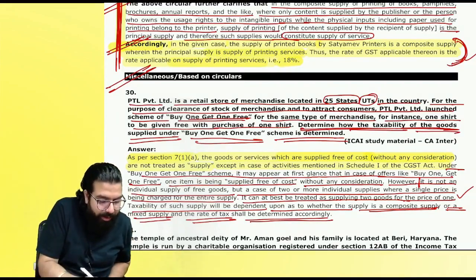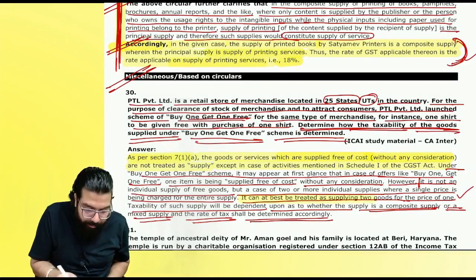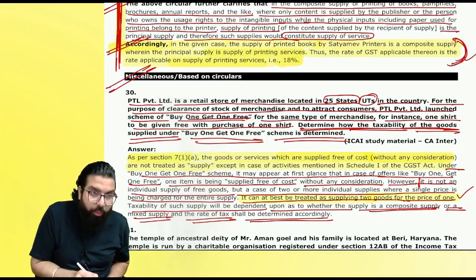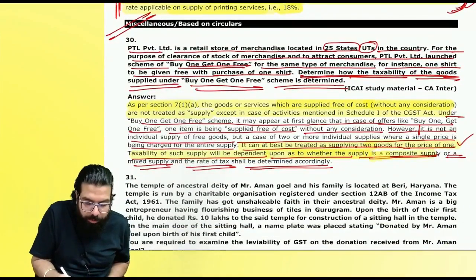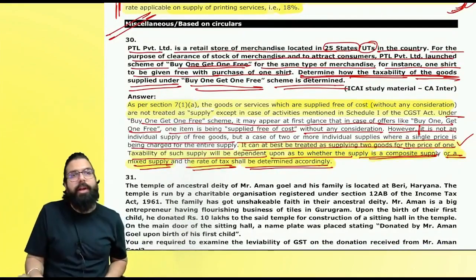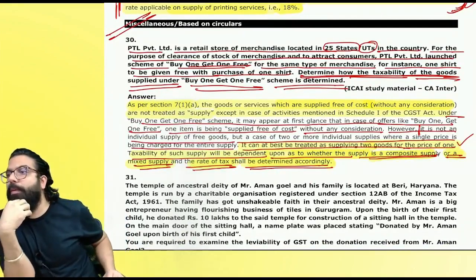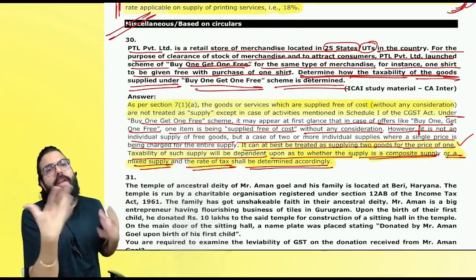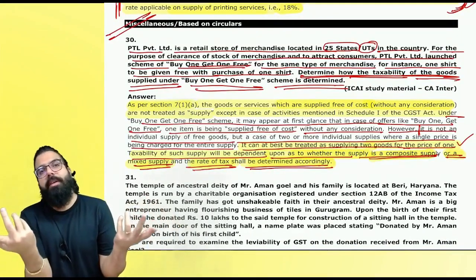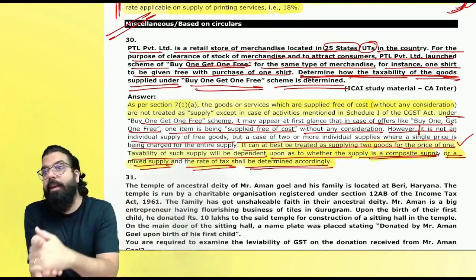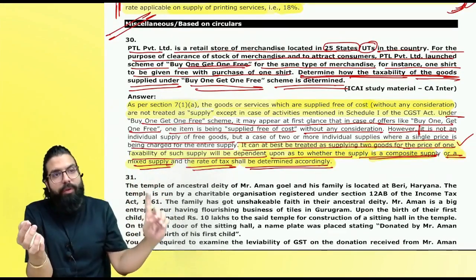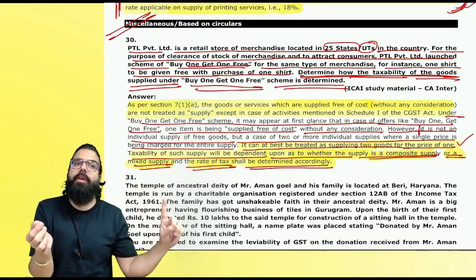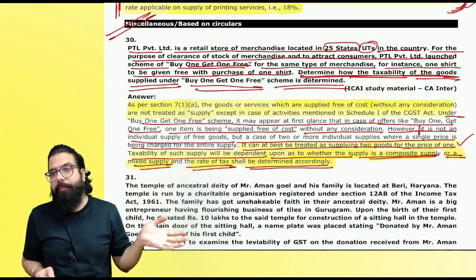But where they have ended the answer, everyone, they are telling it can be at best two goods for the price of one. Taxability of such supply will be dependent upon whether such supply is a composite supply or a mixed supply, and the rate of tax shall be determined accordingly. What they are trying to tell over here is that we have to see whether it's a composite supply or mixed supply. But you tell me one thing, as a CA final student, what are you going to say? Baba, two individual supplies when supplied for the price of one, it's a mixed supply.